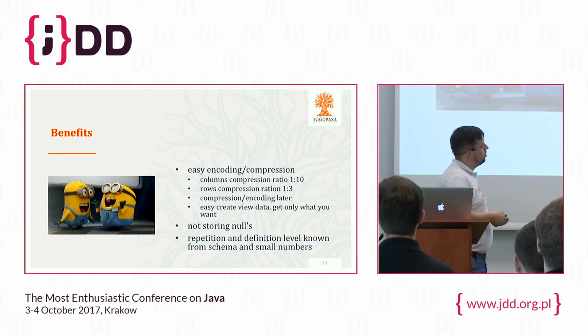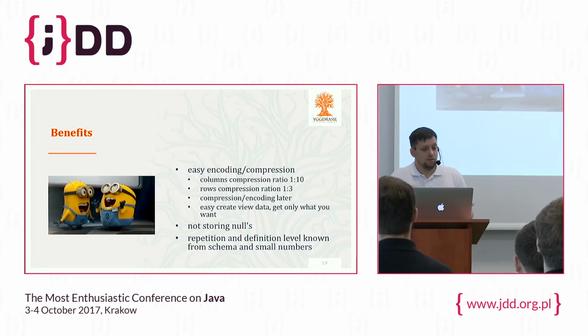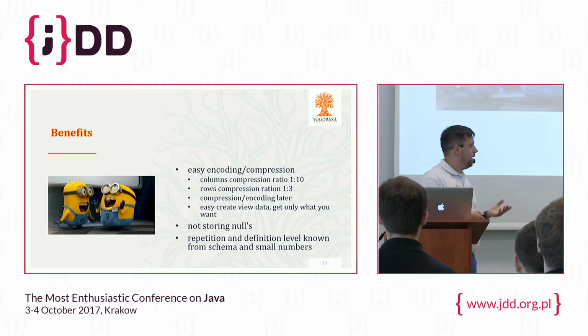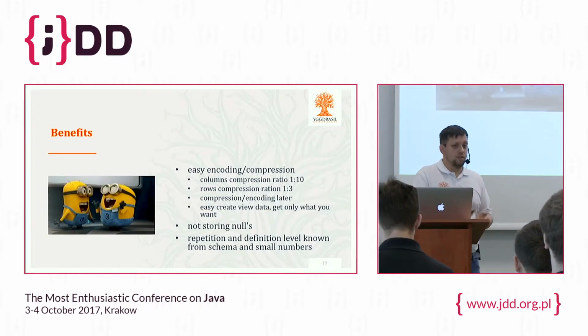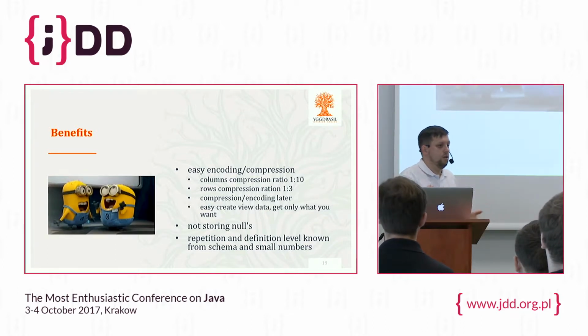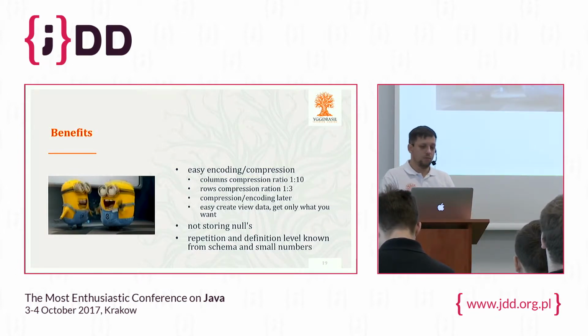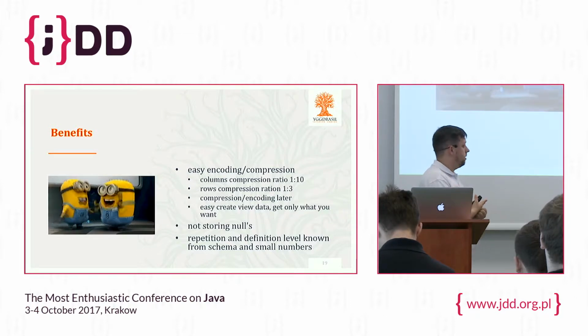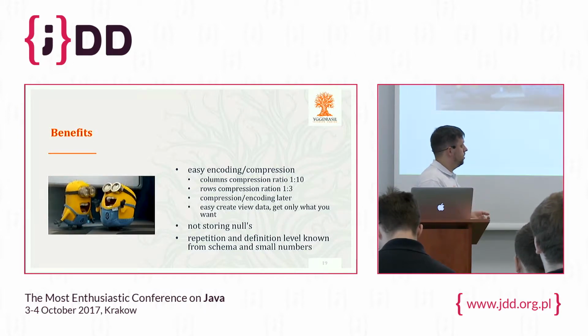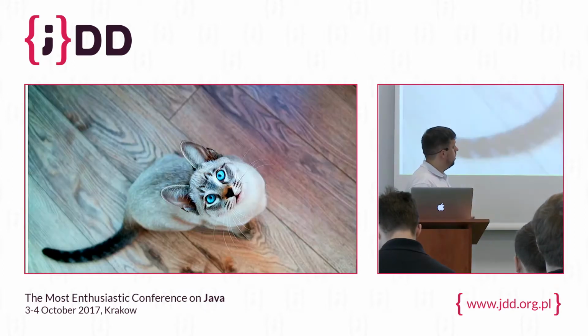And of course, we're not storing the nulls because they can be omitted; based on the definition level, we know where the null is, so we don't need to store it. And the repetition and definition levels are known a priori, when we're defining the schema, and they are very small numbers, so it is very easy to store them in a very simple way. How? We'll see in the future.